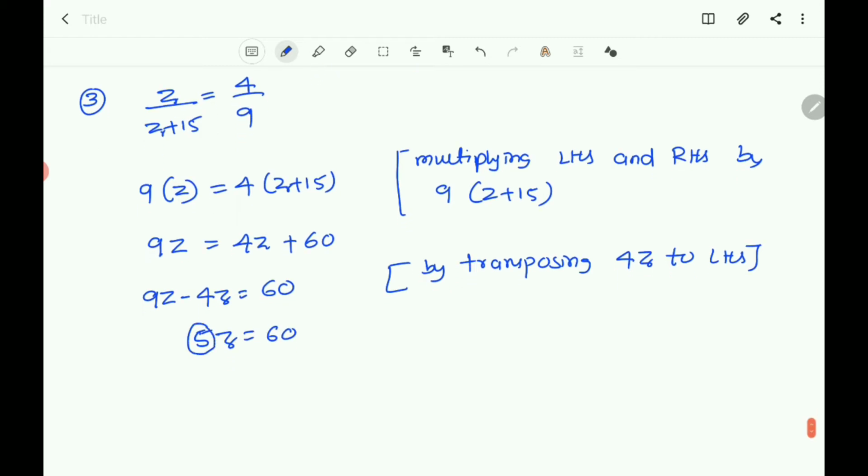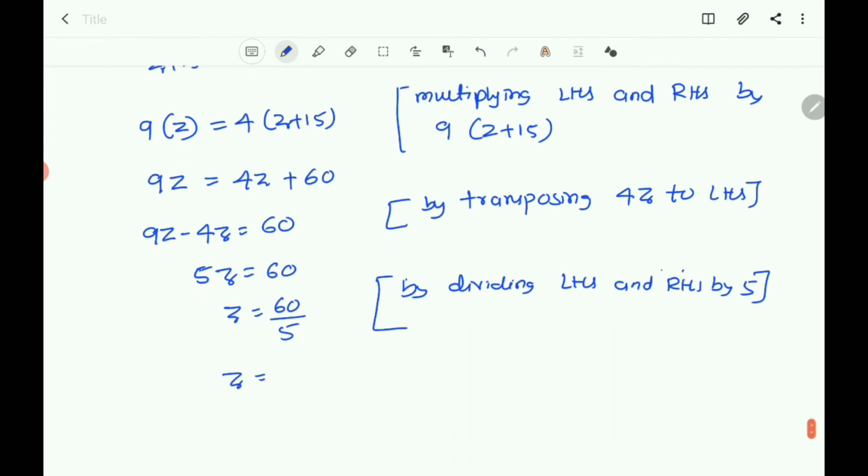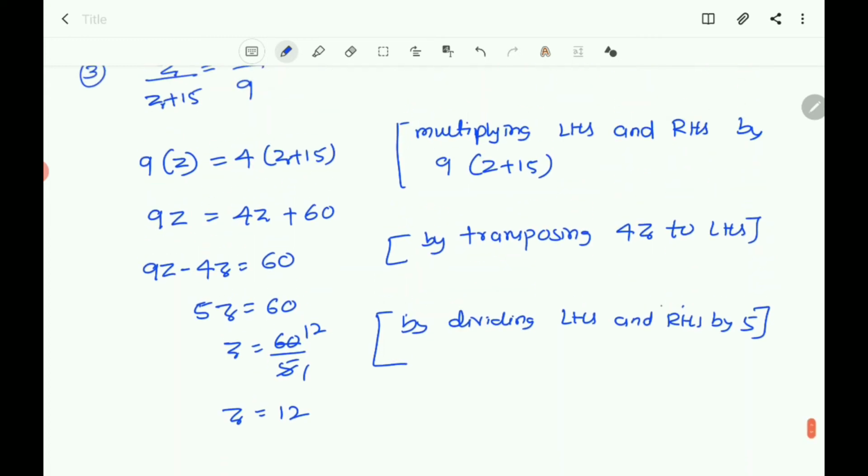Again we have to transfer this 5 to the RHS, that is nothing but dividing both LHS and RHS by 5. So it becomes z is equal to 60 by 5. That is by dividing LHS and RHS by 5 here. So you get z is equal to, you can cancel: 5 ones are 5, 5 twelves are 60. Z is equal to 12 you got. Z is equal to 12. That is the answer. Next let us take the fourth one.